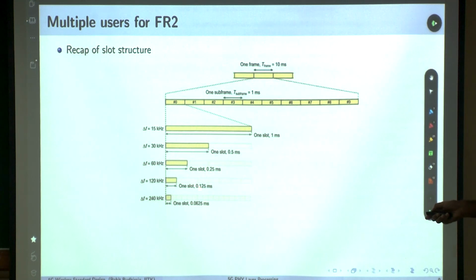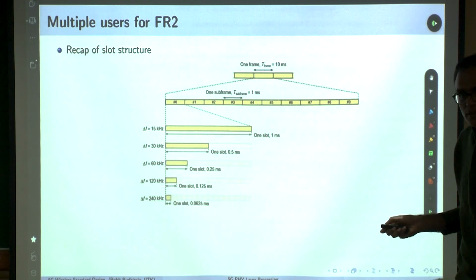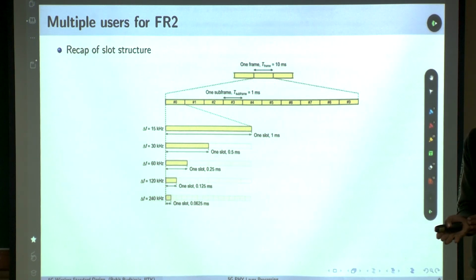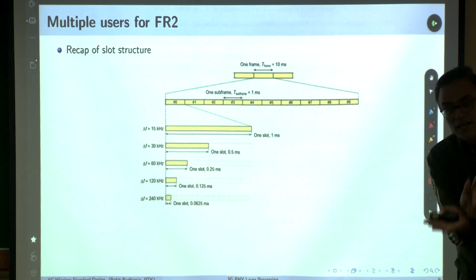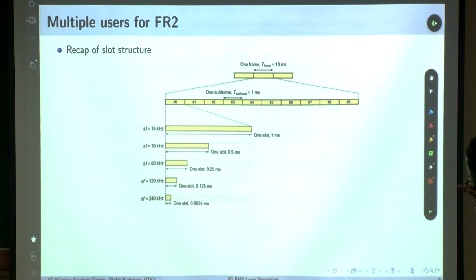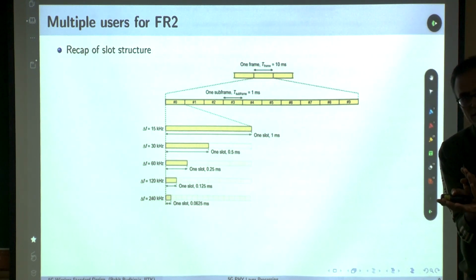Right? Okay, so 0.125 millisecond. Again 14 symbols, correct? In each symbol, you basically serve one user, right? The slot duration has come down considerably, so that will allow you to multiplex users faster by giving each user the complete 400 megahertz, right?